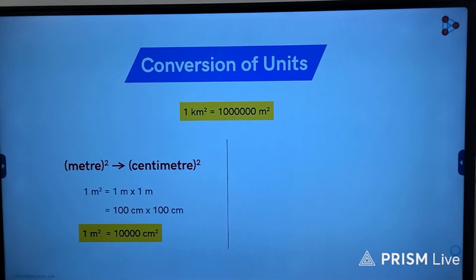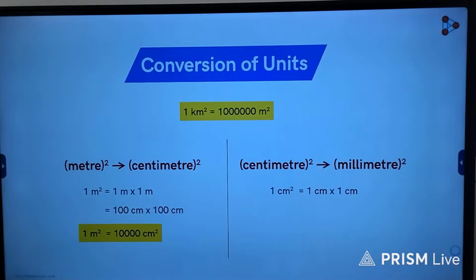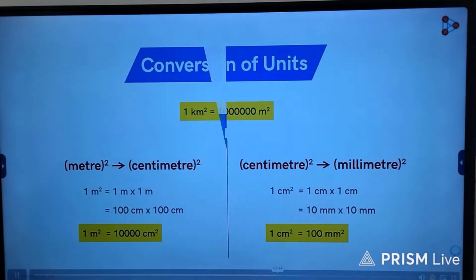And what about the conversion of centimeter square to millimeter square? That's correct. 1 centimeter square can be expressed as 1 centimeter into 1 centimeter. So, by replacing 1 centimeter by 10 millimeter, we get 1 centimeter square equals 100 millimeter square. Now that we know the relation between different units of area, let's solve some questions.